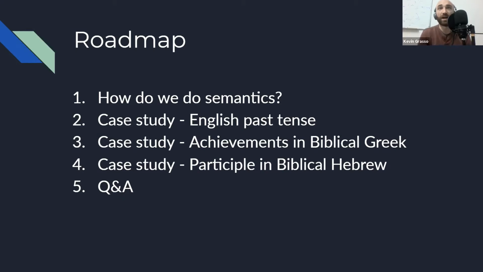I think a lot of people within biblical studies would do well to take a step back, look at their own system, and see how that's functioning first. So that's what we're going to do. Then we're going to look at a particular phenomenon in biblical Greek, looking at how achievements behave with different aspects, and then we'll look at the participle in biblical Hebrew.